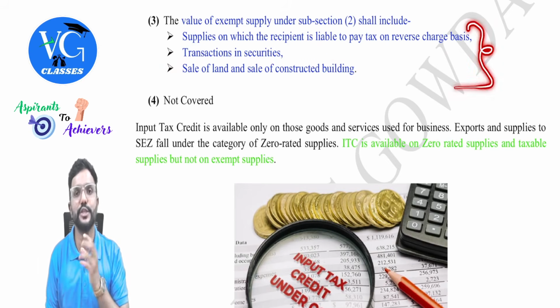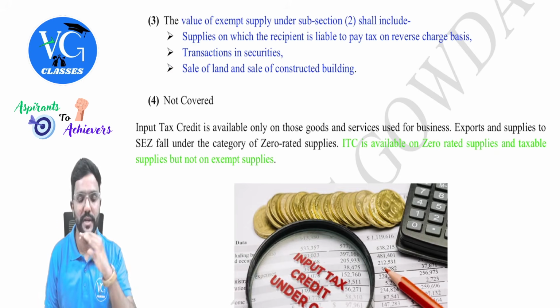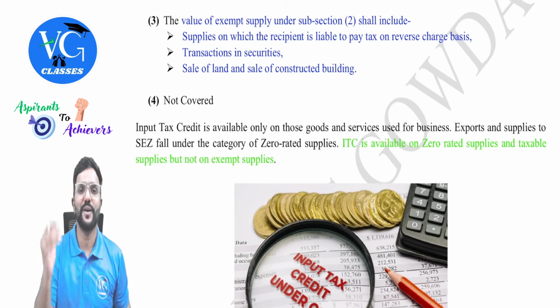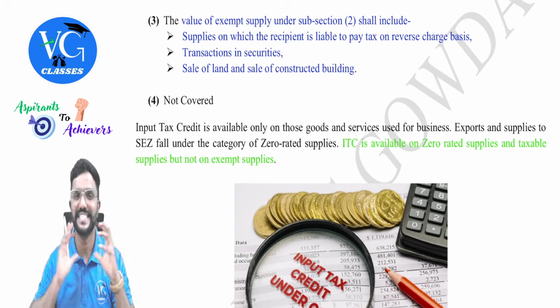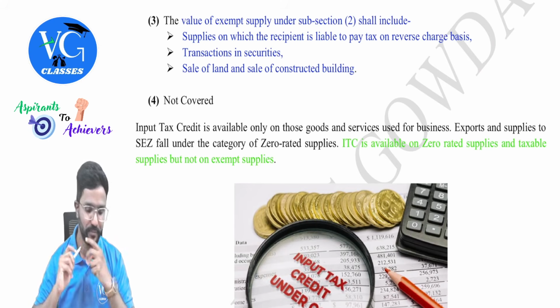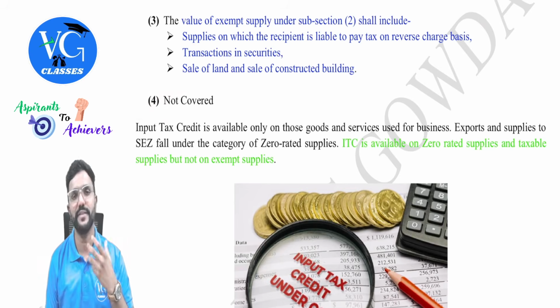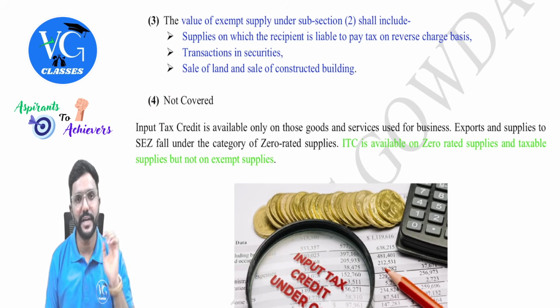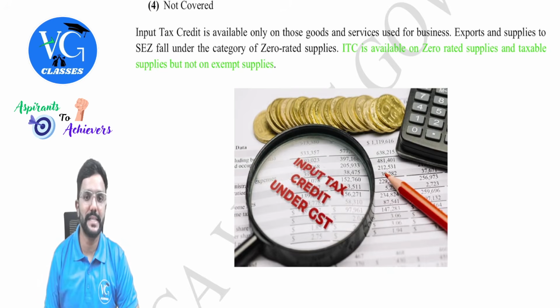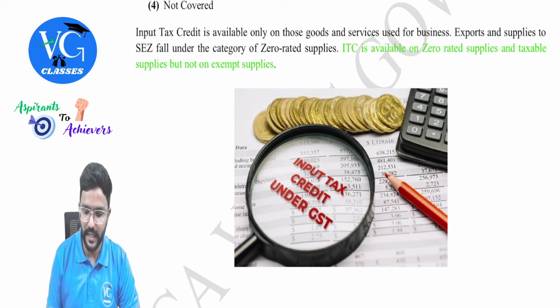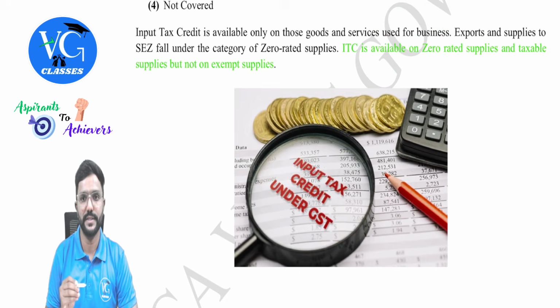So all these three have to be included in the exempt supply, guys, so that your exempt turnover will increase and accordingly the amount of credit which a person can claim will get reduced. That is the strategy played by the government. And subsection 4 is there with respect to banking companies and all, but it is not a part of your syllabus. Okay. Input tax credit is available only on those goods and services which are used for business.